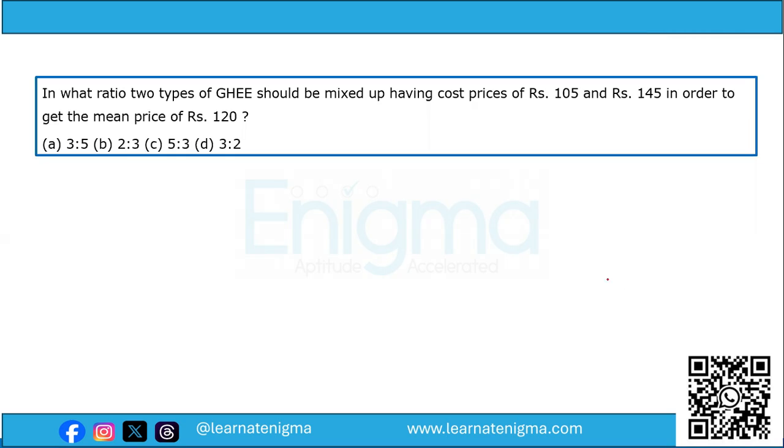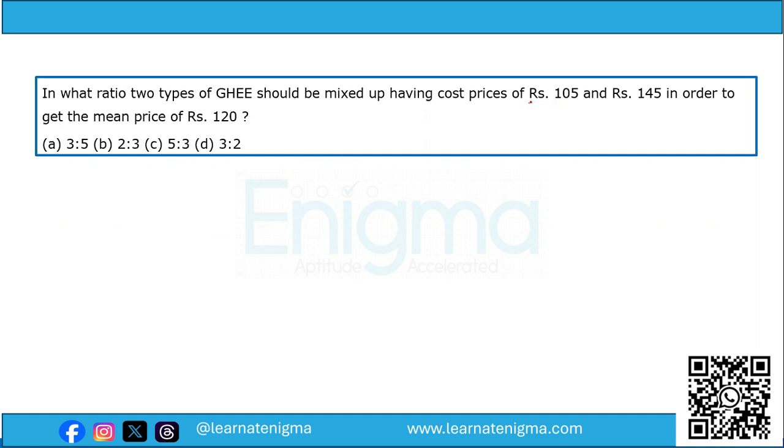In what ratio should two types of ghee be mixed, having cost prices of rupees 105 and rupees 145, in order to get the mean price of rupees 120? Now, this is a very simple type of question.